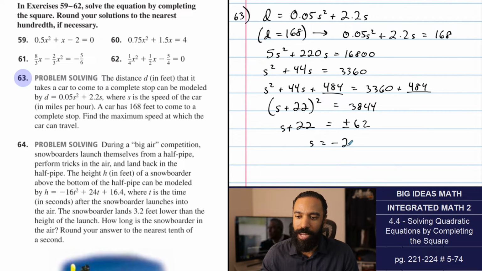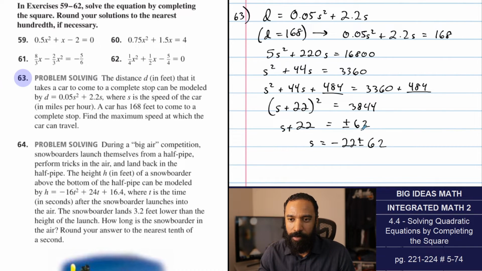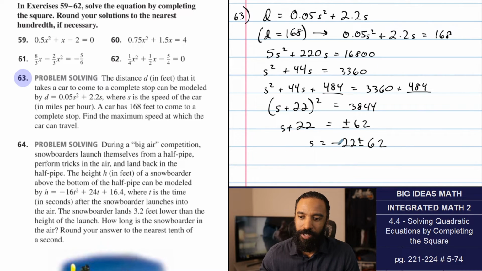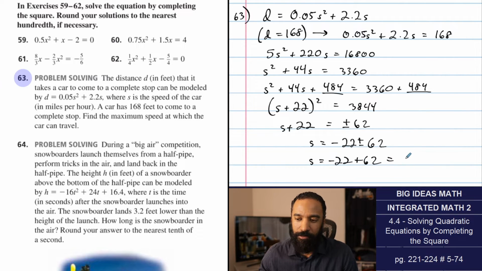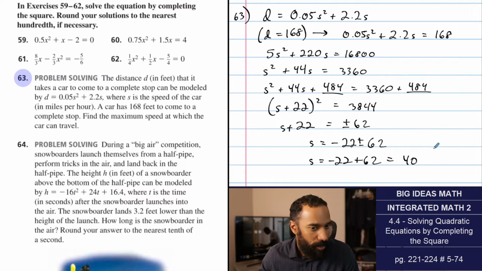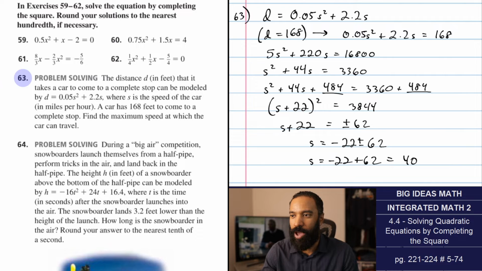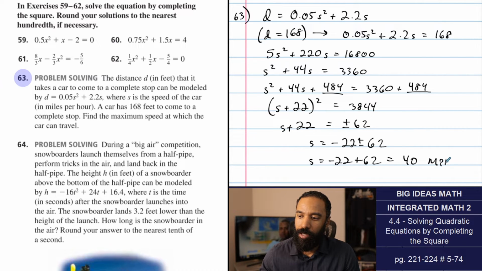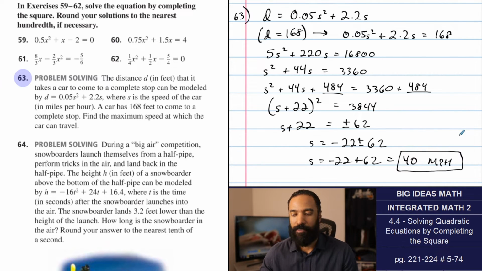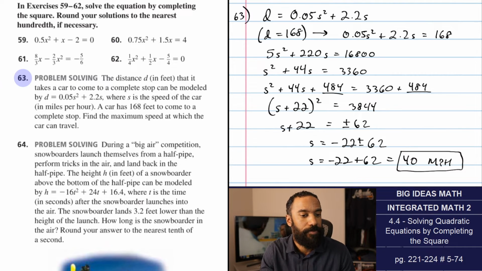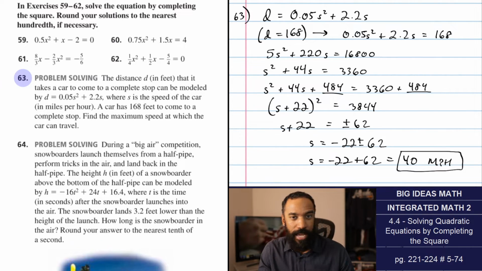So s equals negative 22 plus or minus this 62. And of course, we're just going to be talking about positive speeds. So we're going to do negative 22 plus 62. So that's going to be 40. Is that miles per hour? 40 miles per hour. 40 miles per hour is the speed where I can have a stopping distance of 168 feet. Well, not in my Honda.